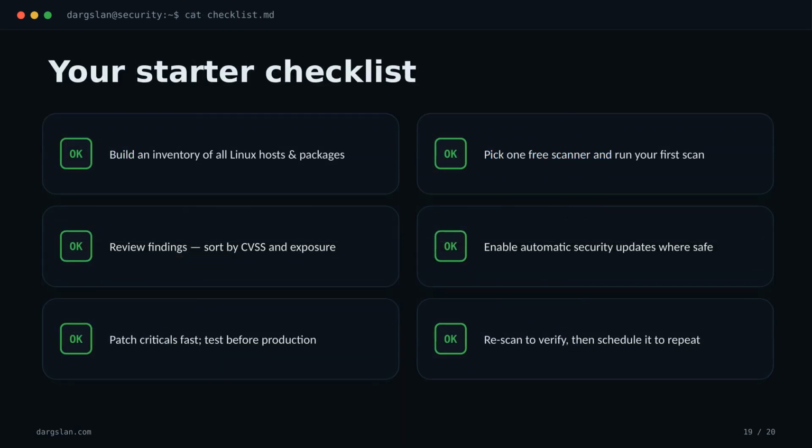So let's pull all of this together into a starter checklist you can act on this week. Begin by inventorying every Linux host and the packages they run, then pick one free scanner and launch your very first scan. Review the findings, sort by CVSS score and real-world exposure, and enable automatic security updates wherever it's safe to do so. Patch your criticals quickly, but always test before production. And finally, rescan to confirm the fix held, then put that whole cycle on a schedule so it repeats.